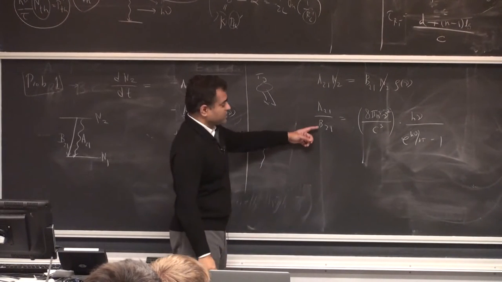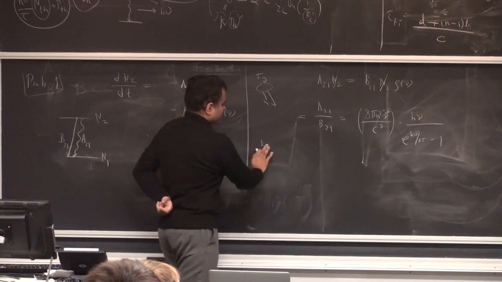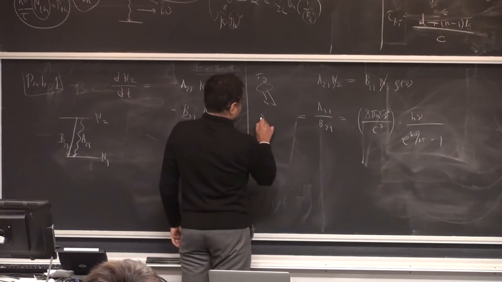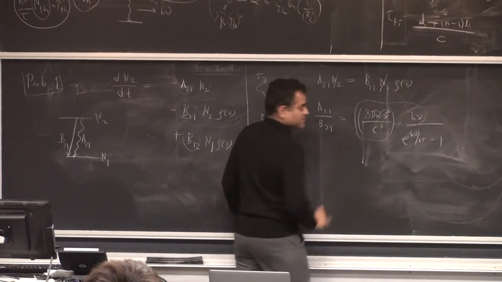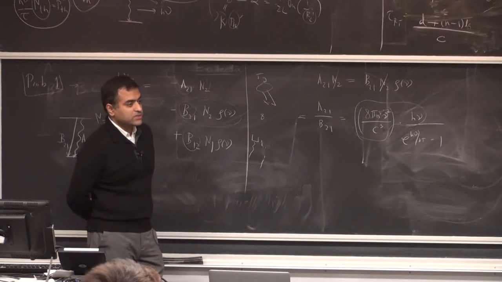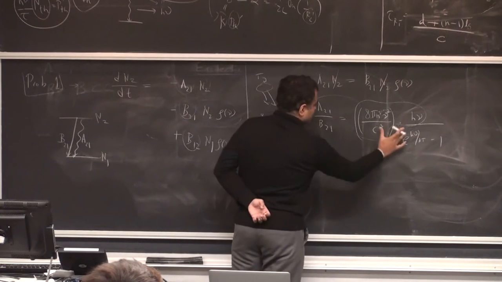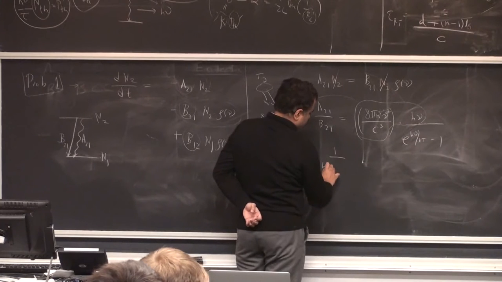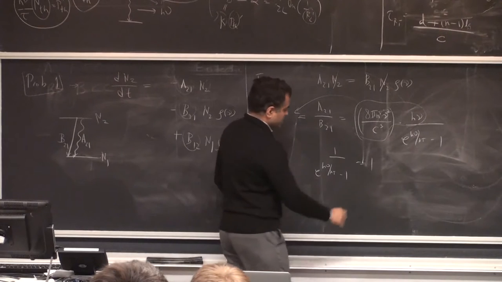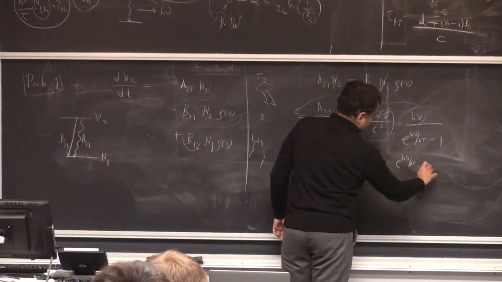And what is A21 over B21? Do we know this? Actually, we know this as well. You can go back in the derivation of all this stuff. That happens to be, interestingly, exactly this. A21 and B21 are exactly related by that ratio. So that whole thing is sitting here. And they are equal, therefore, 1 over e to the power h nu over kT minus 1 must be equal to 1. Then from here you get that h nu over kT is equal to 2.